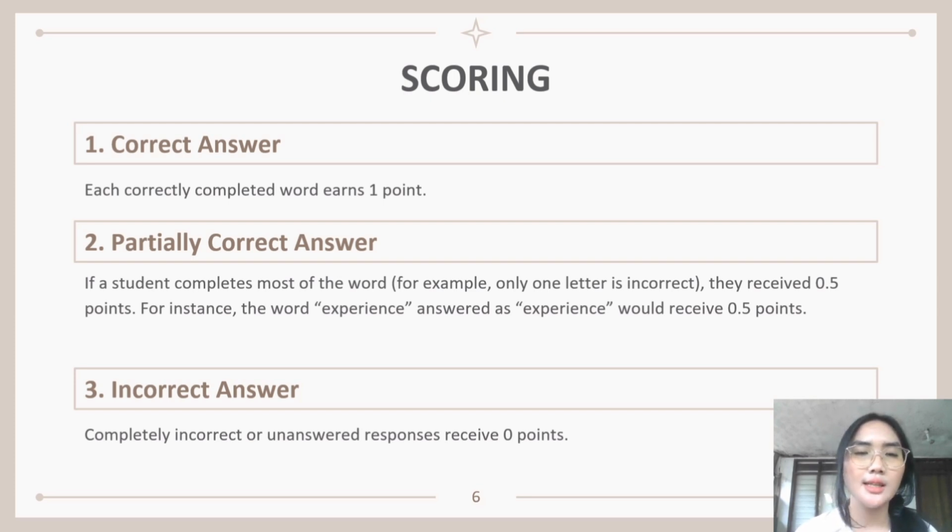And the second is partially correct answer. If a student completes most of the word, for example, only one letter is incorrect, they receive 0.5 points. For instance, the word experience answered as experience would receive 0.5 points. And the third is incorrect answer. Completely incorrect or unanswered response receive 0 points.